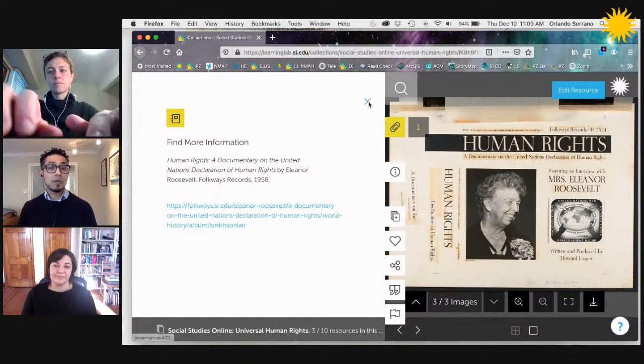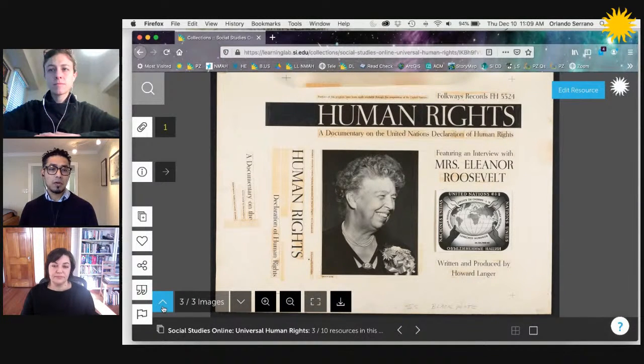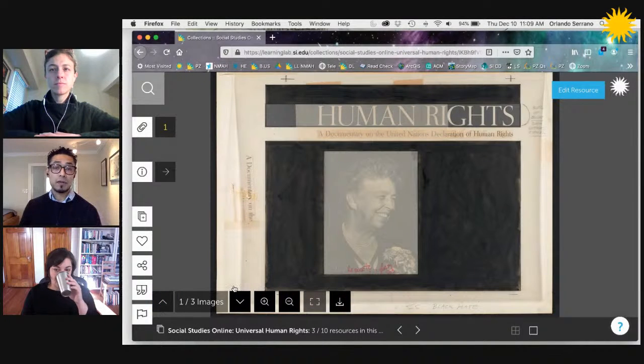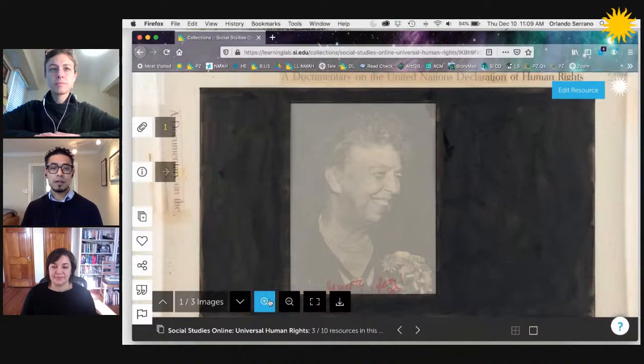Great. And then some other navigational tips for you all out there. Whenever you see more than one image down here in the bottom left-hand corner, you press these up and down arrows to see the different images. Sometimes it's the front of an artifact and the back. Sometimes it's a close-up of a particular detail. And then you can, of course, zoom in and out to see what's going on here.